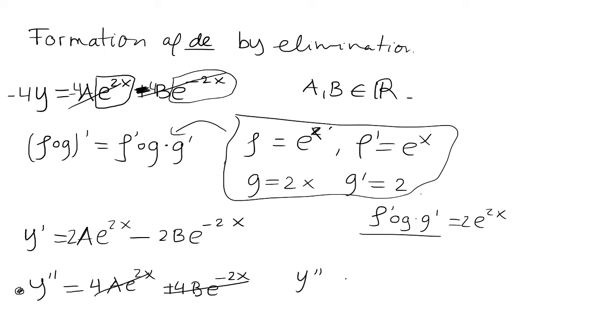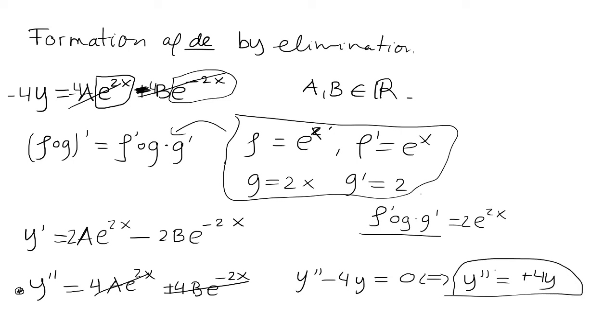y differentiated twice minus 4y simply equals 0, which, if and only if, y differentiated twice equals plus 4y, because we put it over on the other side. So what we have done here is that we have eliminated the constants of the differential equation. And I can show you more examples, but I think it's a good idea to just start out with one example and you can practice more examples afterwards.